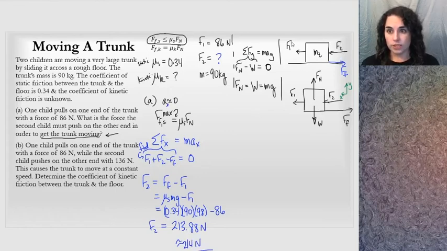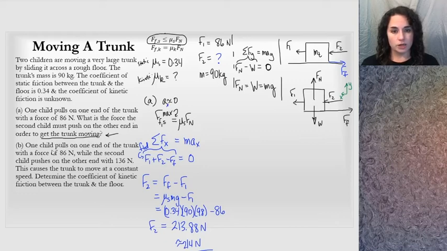So if the first child's pulling with 86 newtons, in order to just overcome that maximum static frictional force, the other child has to push with 214 newtons. So we answered that question.